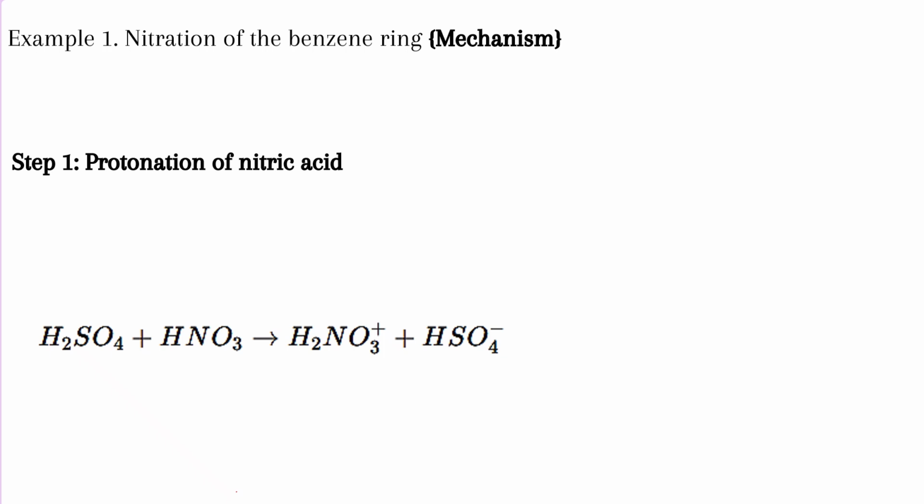Now let us understand the mechanism. The first step is the protonation of nitric acid. Here nitric acid is not acting as an acid, it is acting as a base, and H2SO4 is acting as what? Acid. So H2SO4 will lose H+ ions, and this HNO3 will abstract those H+ ions and result in the formation of this species. Now in the next step, if I draw the open structure of this particular species, it will look like this.